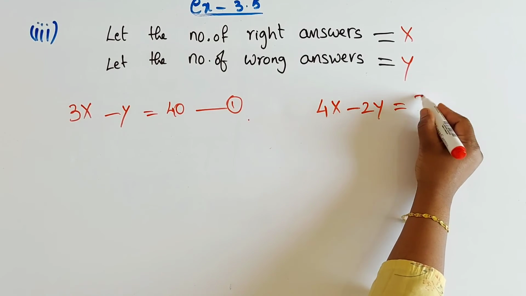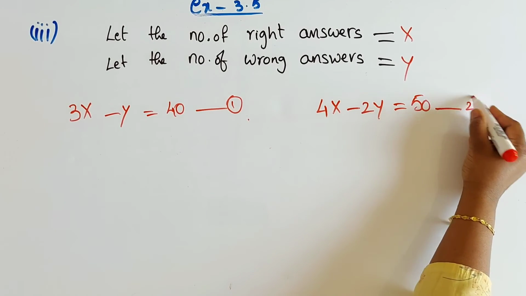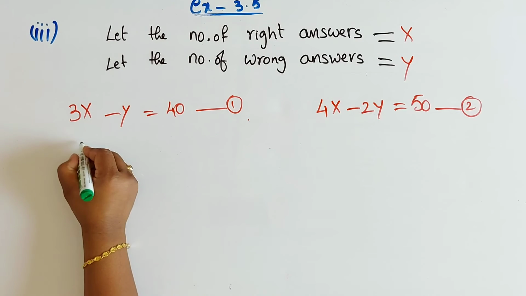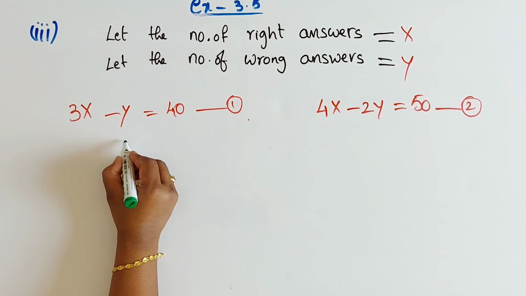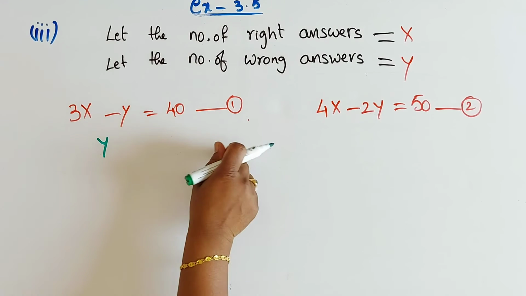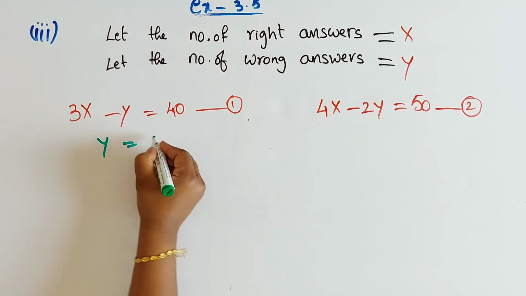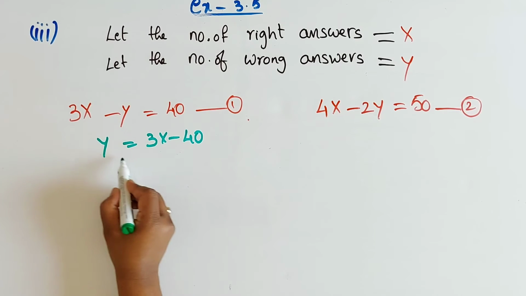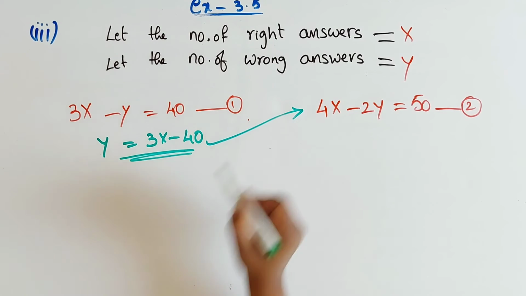So the total marks is 50. This is the second equation, children. Right? So we have the equations. Let us solve by the substitution method. From the first equation, I can write y equal to, this y will go to the right hand side, it will be 3x minus 40, children. Now we have to substitute this y value in the second equation.